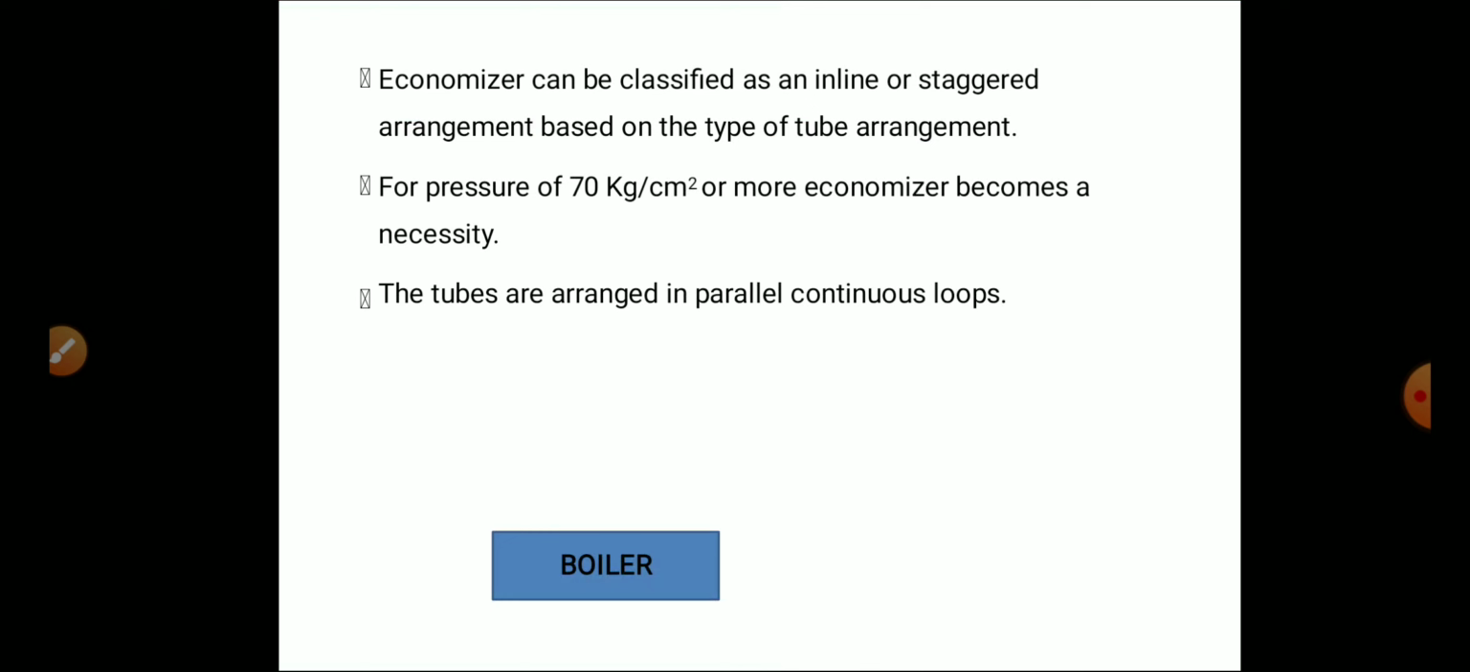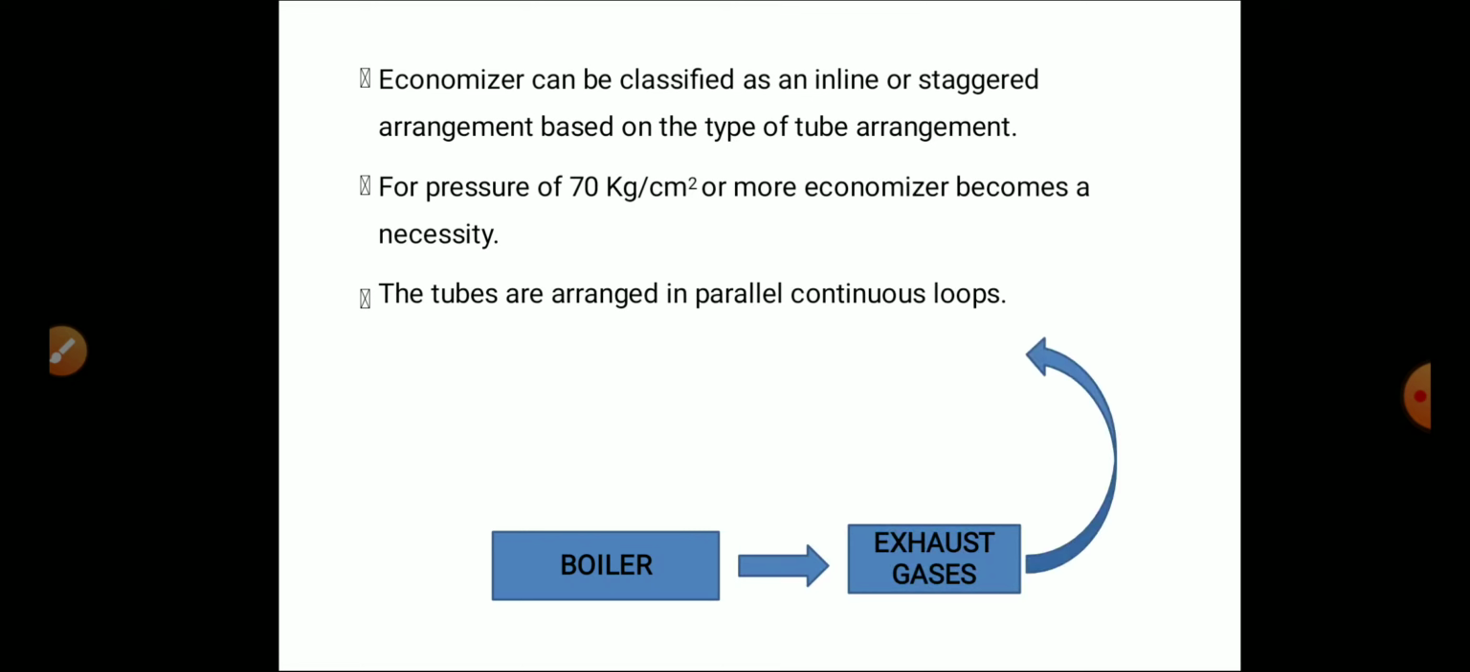You can get an idea of the economizer with the following block diagrams. This is your boiler. From the boiler, exhaust gases are coming out. These exhaust gases have heat which would otherwise be lost into the environment, but we are going to tap this exhaust gas heat.